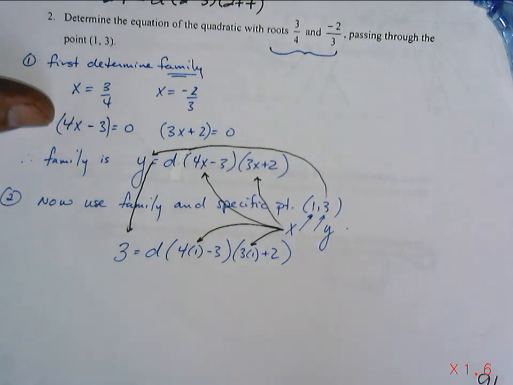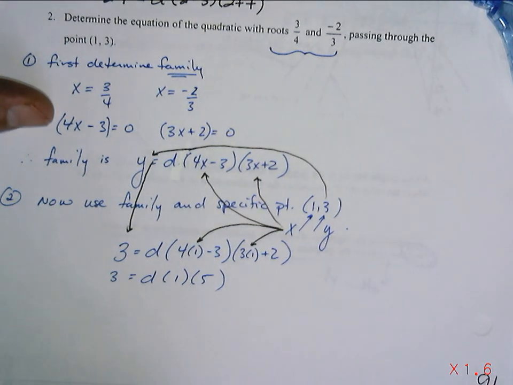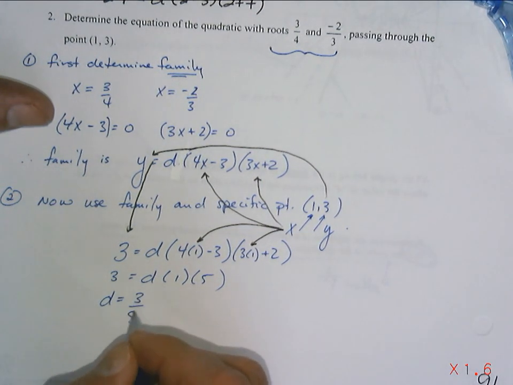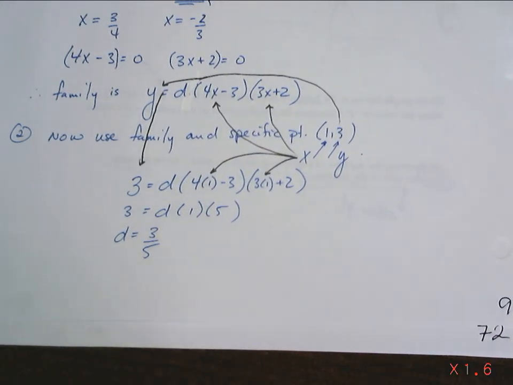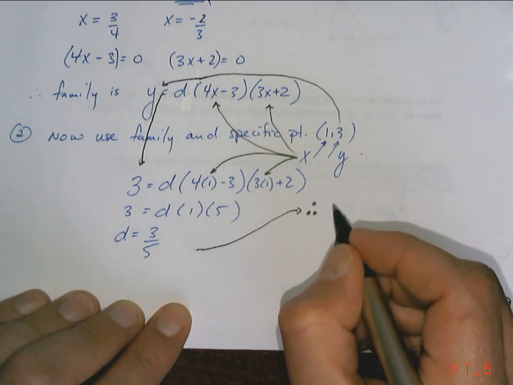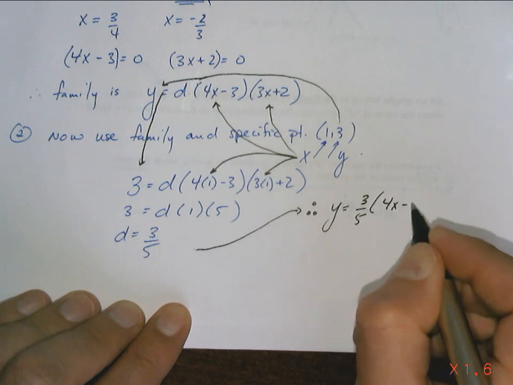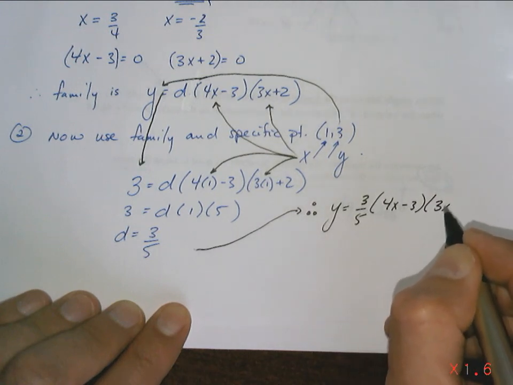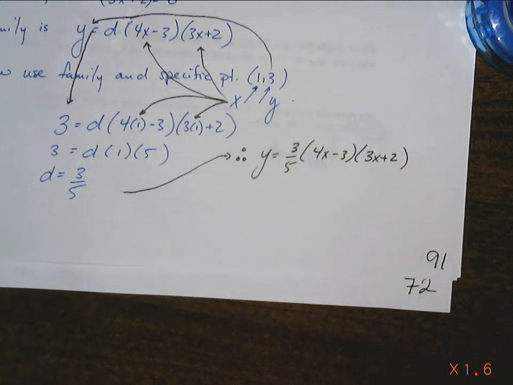So now I know 3 equals d(1)(5). d equals 3 over 5. Yes, that's a good answer. No, you didn't do anything wrong. So therefore, y equals 3 over 5 (4x minus 3)(3x plus 2). That's in factored form. And as far as I'm concerned, most of the time that's wonderful. But sometimes they'll ask it to be in standard form. Hold on just a second, George. I'll be right with you.